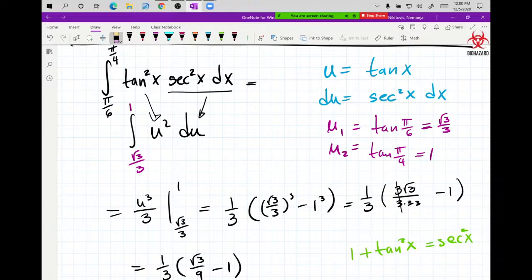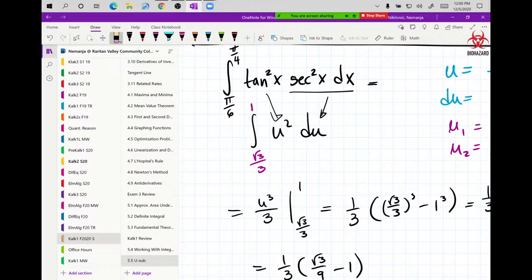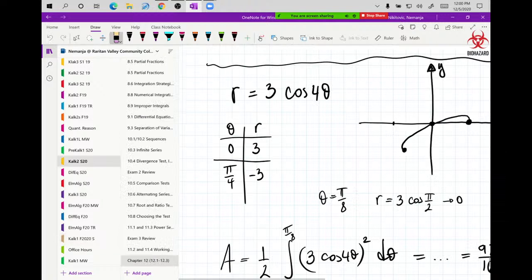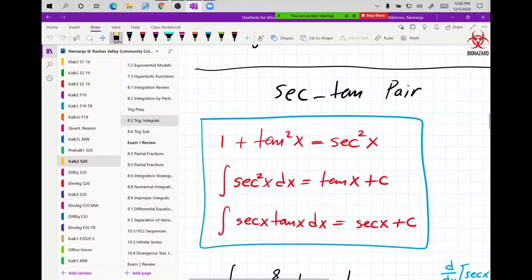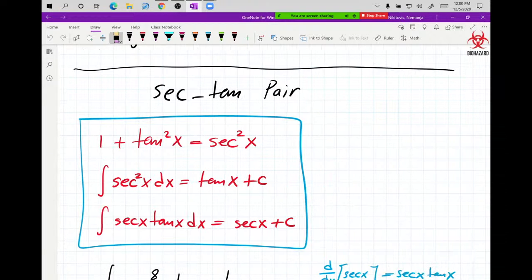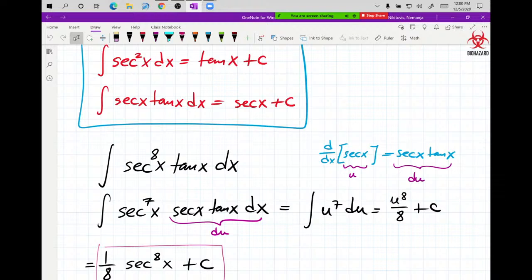I am very careful what integrals I put in the U-sub for Calc 1, because some of these will be repeated in your Calc 2 course, like your trigonometric integrals, right? So you see the secant tangent pair, and I'm telling you what the formulas are that you will be using, which is all Calc 1 and pre-calc, and here we go, right?